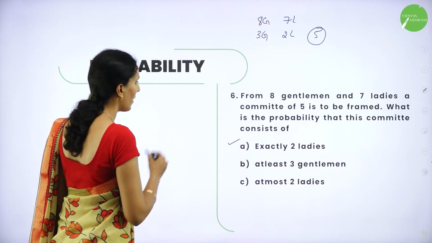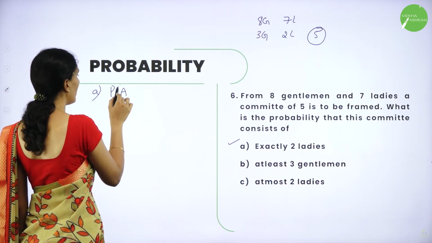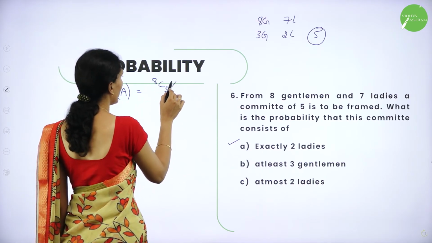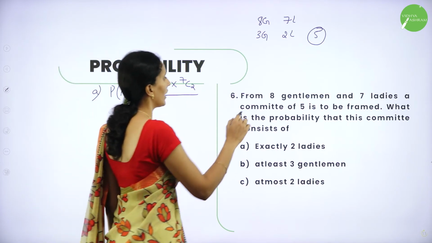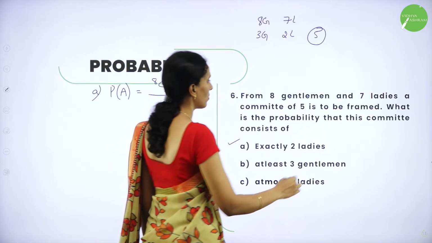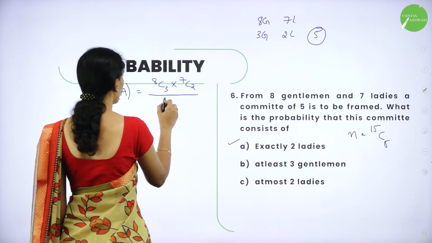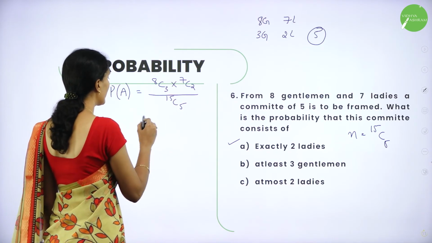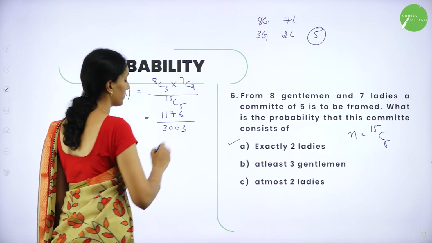So for my first question, if I take event A, then the probability of the event will be 8C3 into 7C2. What is my total number of outcomes? 8 plus 7 is 15. Out of 15, we have to choose 5. So my n will be 15C5. So here it is 15C5. On solving this, we will get 1176 divided by 3003.